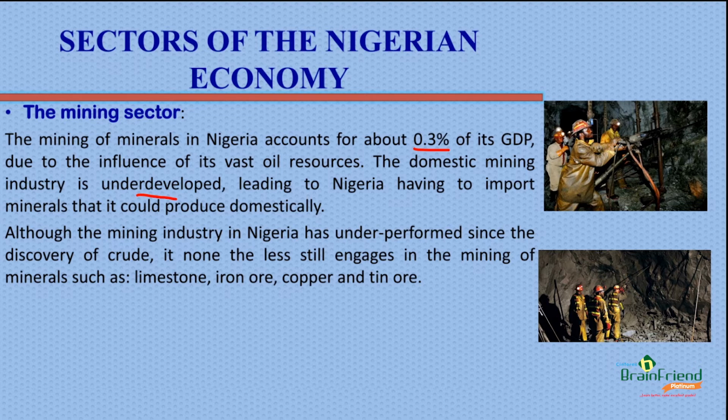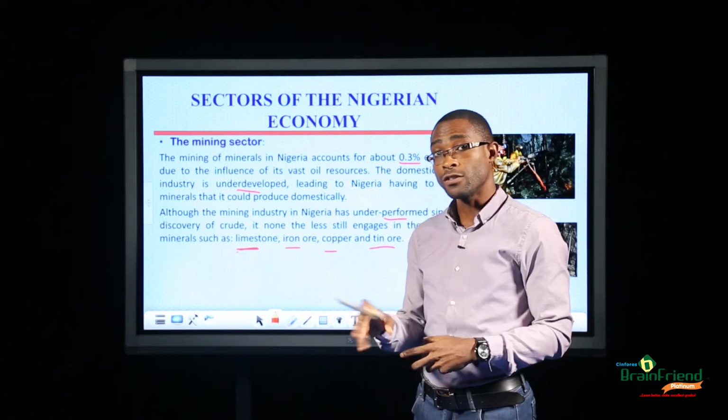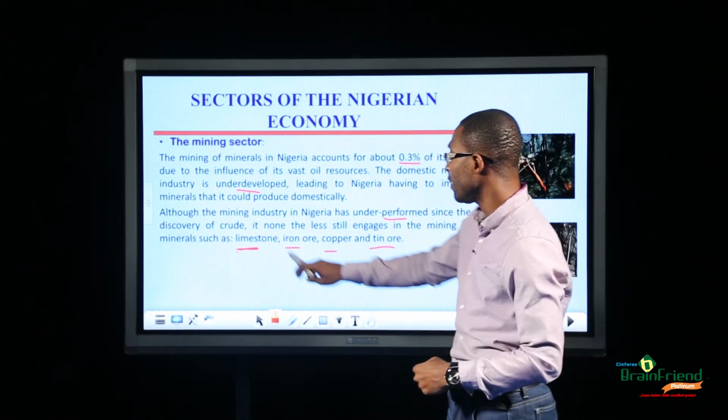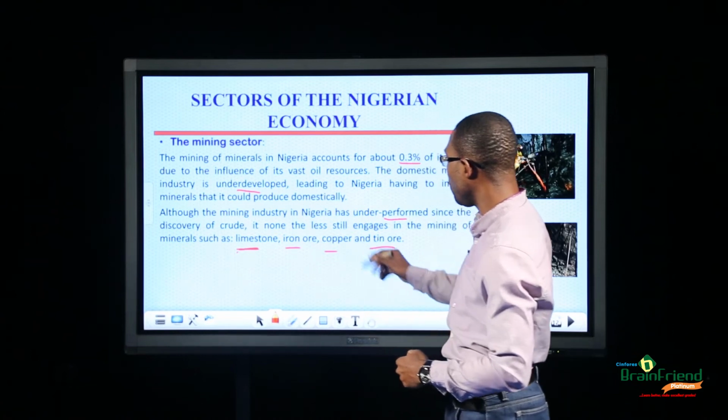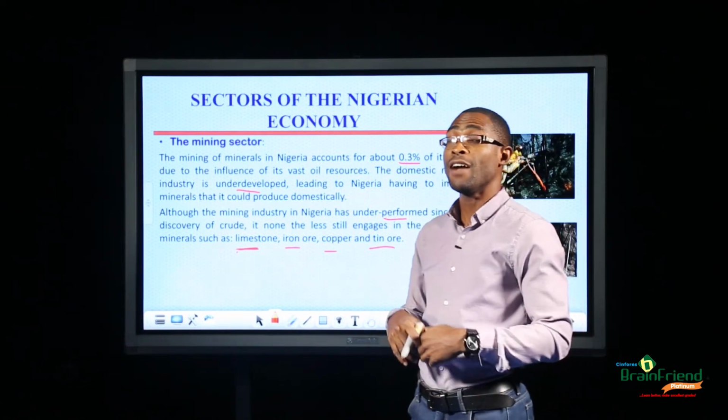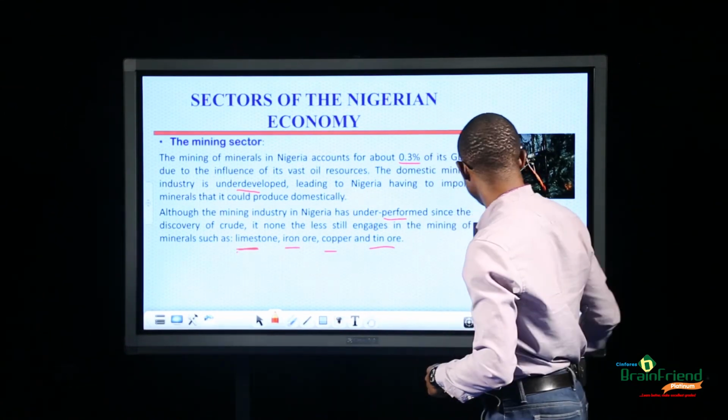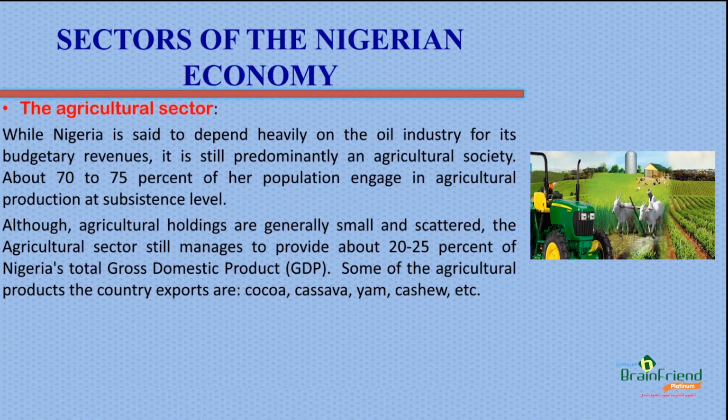Although the mining industry in Nigeria has underperformed since the discovery of crude, it nonetheless still engages in the mining of materials such as limestone, iron ore, copper, and tin ore. That's because we are concentrating basically on mining limestone, iron ore, copper, and tin, even when we have other minerals available. The agricultural sector. This sector engages in food production.